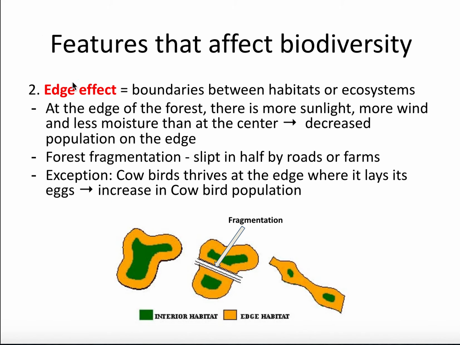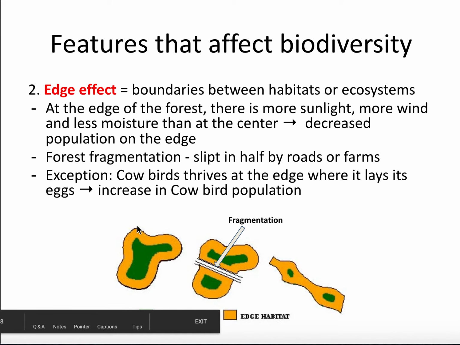Another thing that can affect biodiversity is edge effects. An edge effect is the edge of a habitat, so it's the boundary between habitats or ecosystems. For example, if you look at my cursor right now, this is the edge of this habitat. This would be the edge here, and this would be another edge. See, there's an edge in the middle because this road goes through this habitat. And this would be the edge here for this habitat.